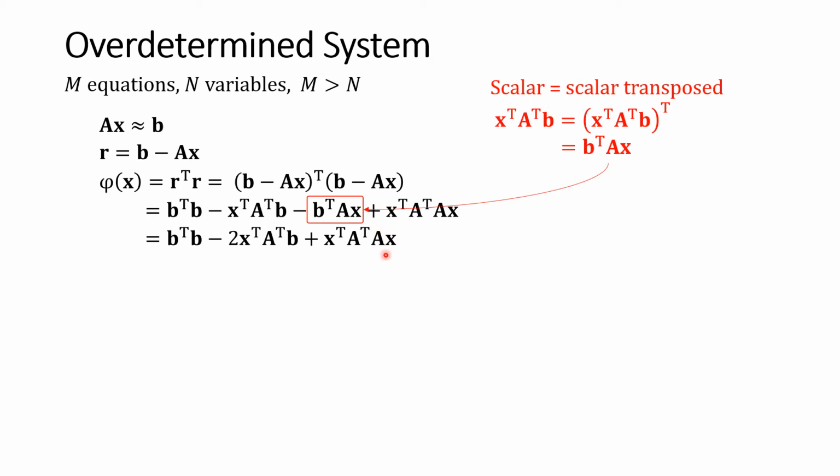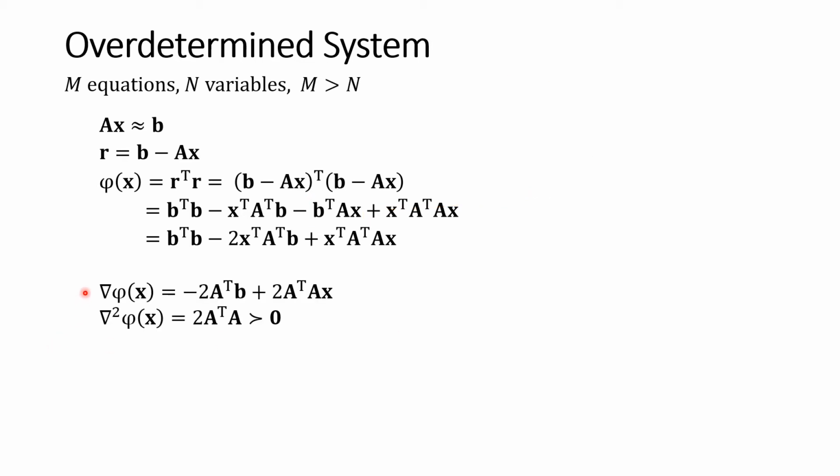So let's take the derivative. The derivative of phi of X equals negative, this is the constant term, so it vanishes. A derivative of a constant is zero. So negative twice A transpose B plus, since this is a symmetric matrix, twice A transpose AX. And the second derivative will be twice A transpose A. And it can always be shown that A transpose A is positive definite. So this second derivative is a positive definite matrix.